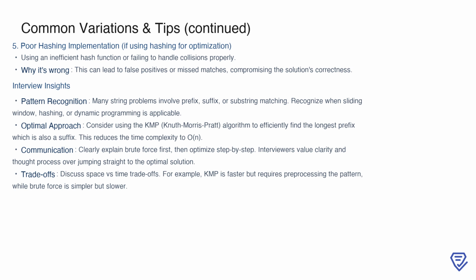In interviews, it's vital to clearly communicate your thought process. Start with a brute force explanation and then optimize step by step. Interviewers value clarity more than jumping straight to the optimal solution. Finally, don't forget to discuss trade-offs, such as space versus time considerations. For example, while KMP is faster, it requires pre-processing, whereas brute force is simpler but slower.